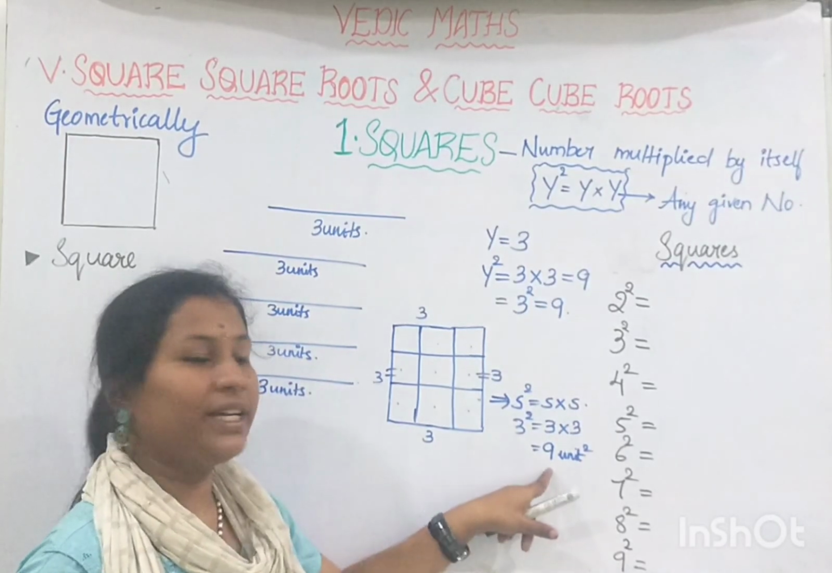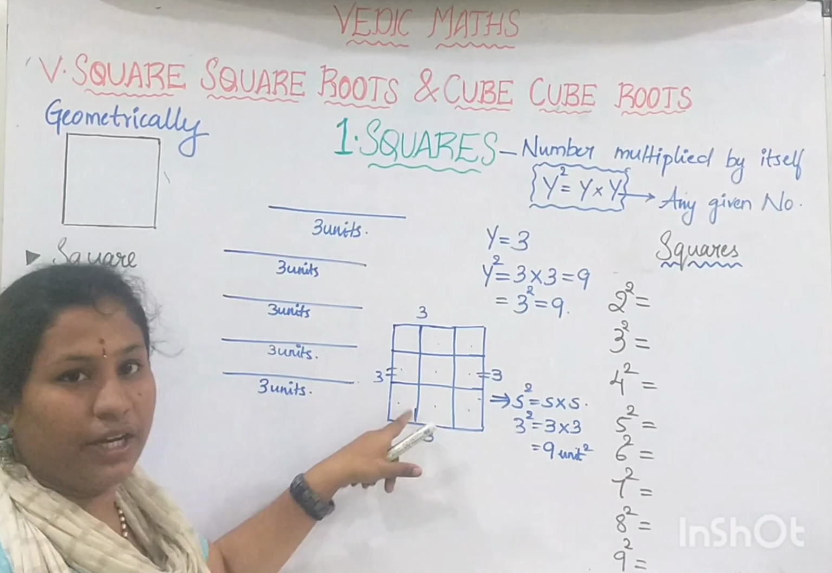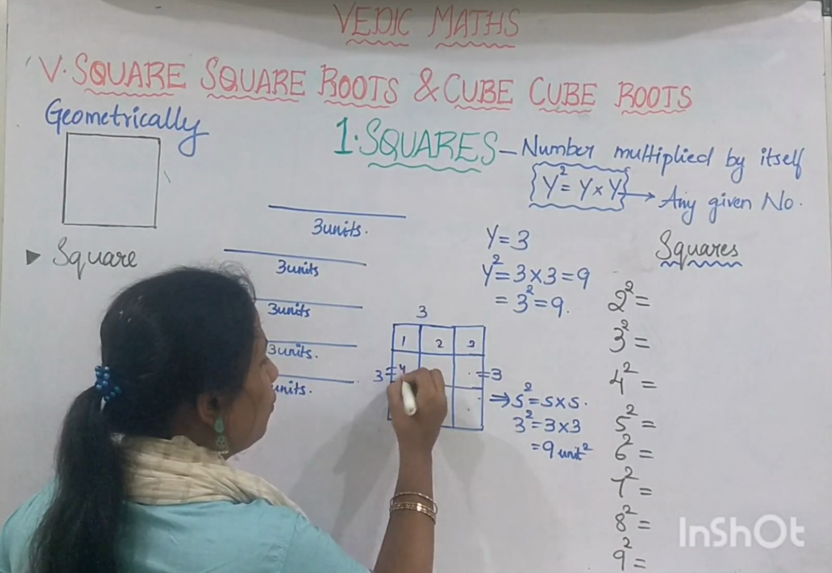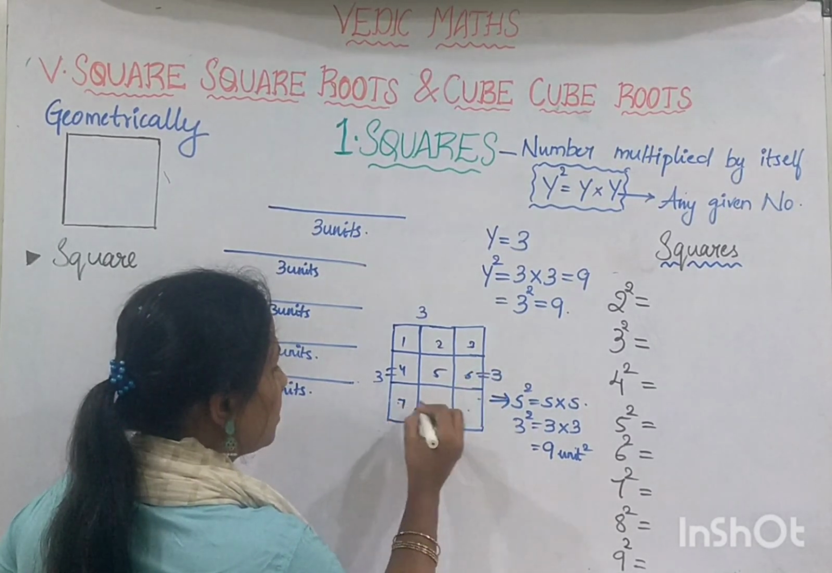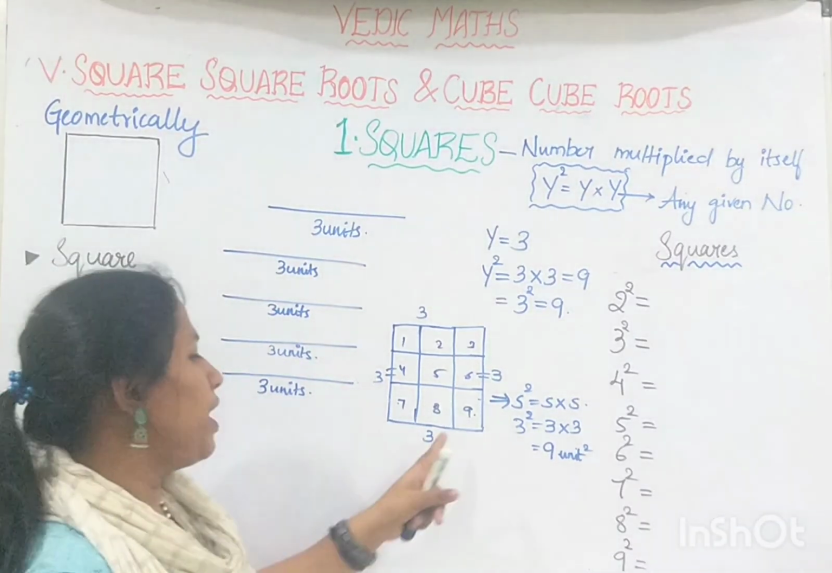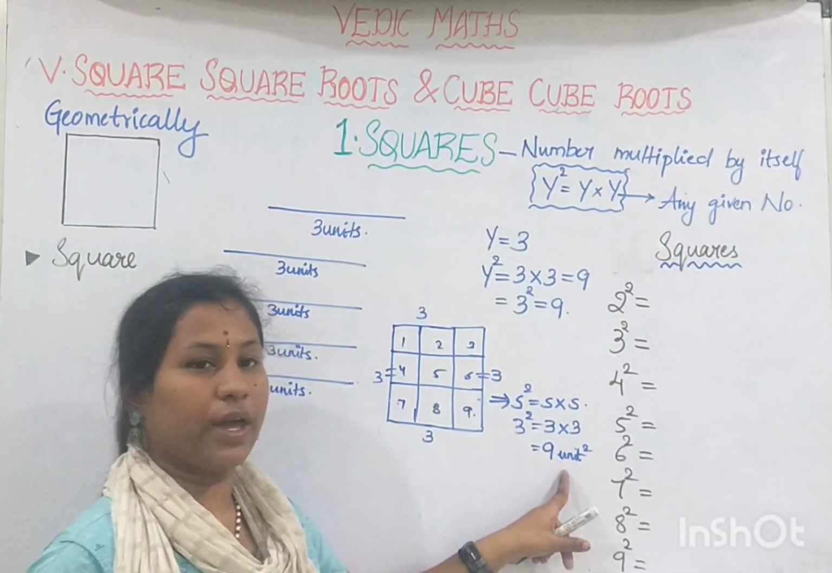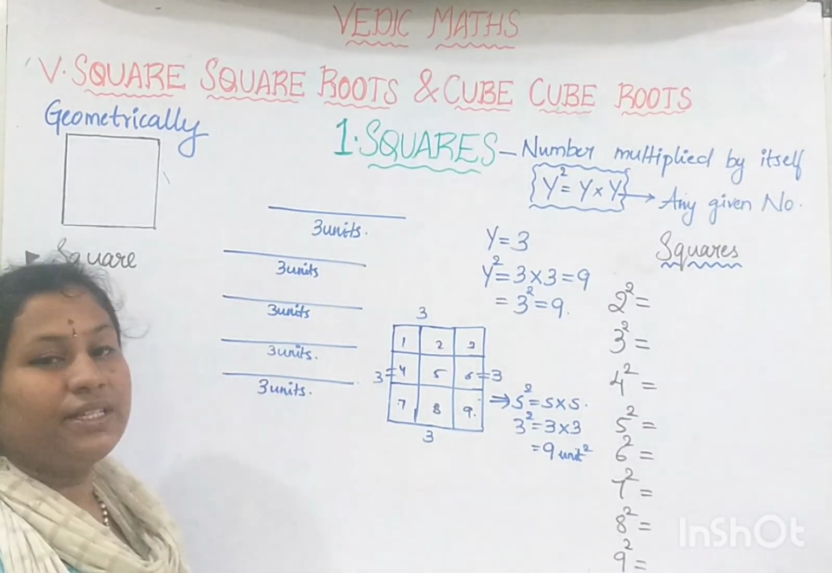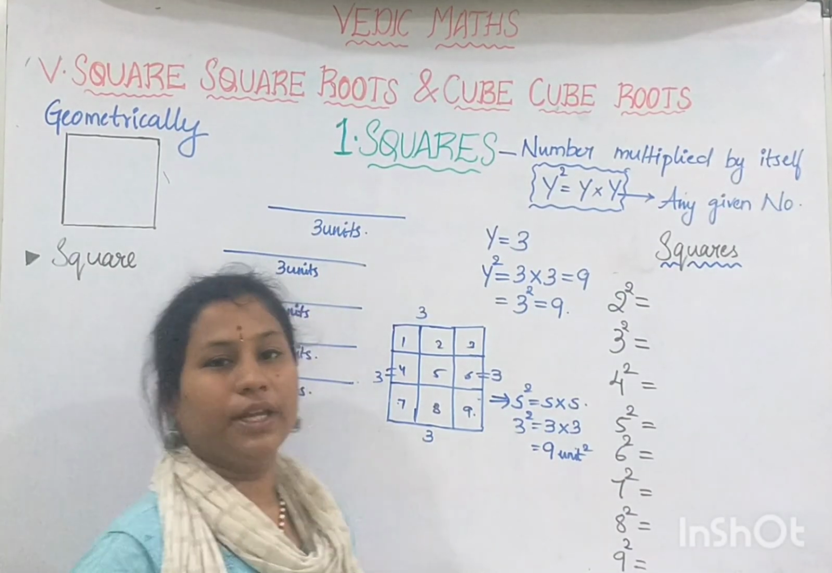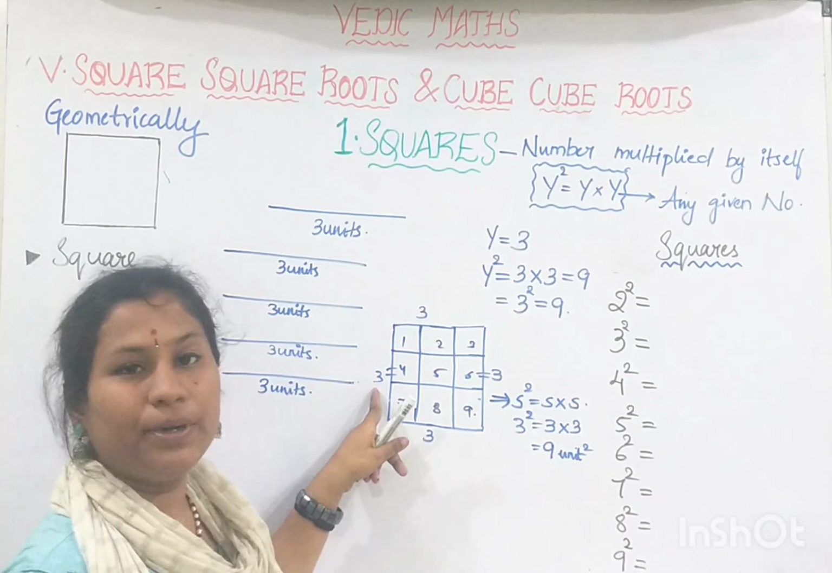9. So practically, if we consider this figure, we got 9 units. 1, 2, 3, 4, 5, 6, 7, 8 and 9. So I got 9 units. So 3 square is equal to 9 units square. This is how we can represent a geometric figure, and we can write y square is equal to y into y. Here I have taken the example of 3.